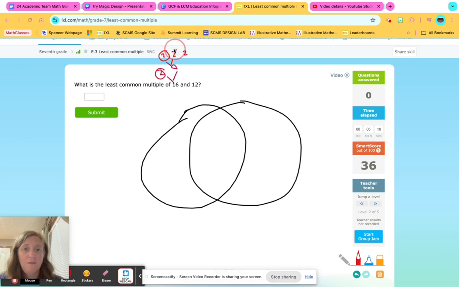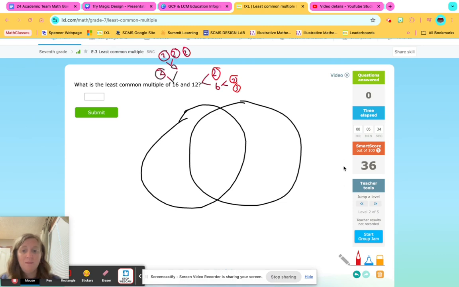All right, so I have 2 times 2 times 2 times 2. So basically I have four 2's. Before I write this in, let me go ahead and do my 12. So I'm going to prime factor my 12 out. It is 2 times 6, and then my 6 is 2 times 3. So then I have 2 times 2 times 3.